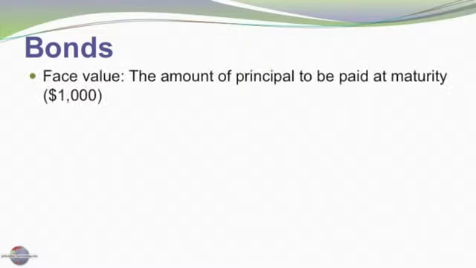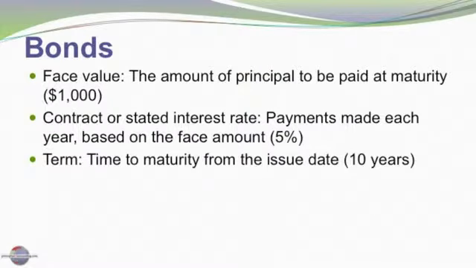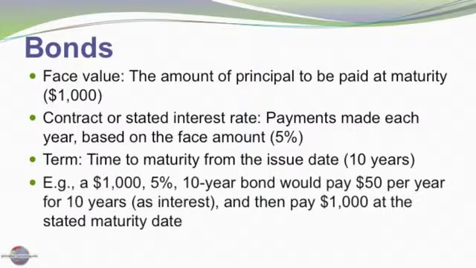There are some terms that are important to know when you consider bonds. The face amount is the amount that's to be repaid at maturity, typically a $1,000 amount. The contract or stated rate of interest is the payment that is contractually agreed to, for example, 5% per year or perhaps paid semi-annually, 2.5% semi-annually. The term is the time to maturity, for example, 5 years, 10 years, 20 years, 30 years, whatever that might be. Here's an example. A $1,000 5% 10-year bond would pay $50 per year of interest for 10 years.